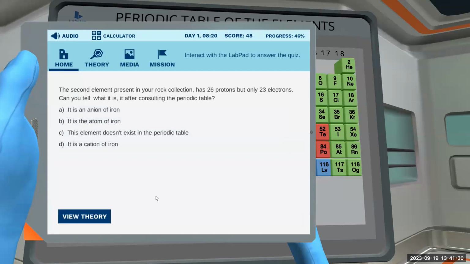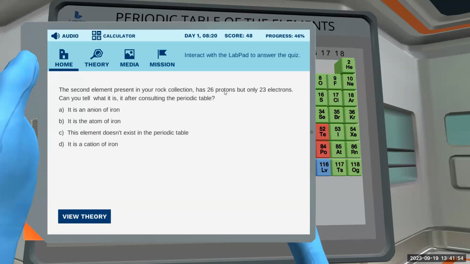The second element present in your rock collection has 26 protons but only 23 electrons. Can you tell what it is after consulting the periodic table? Option A, it is an ion of iron. Option C, this element doesn't exist in the periodic table. Option D, it is a cation of iron.